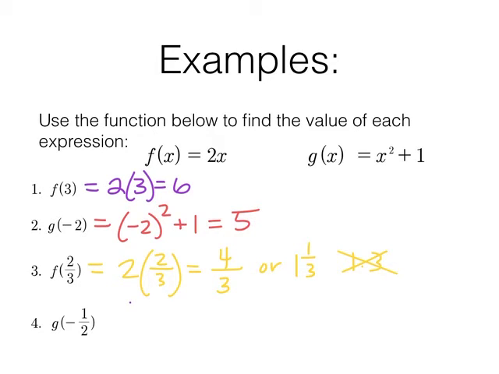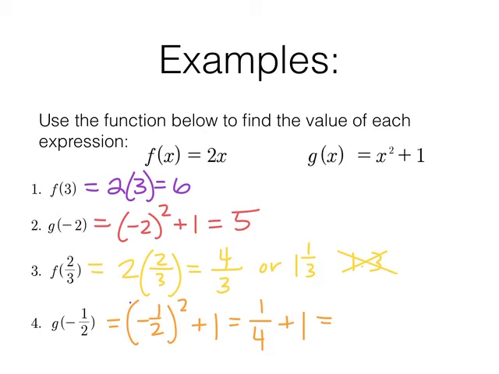And then the last one here today is g of negative 1/2. So I'm going to take this and plug in negative 1/2 for x squared plus 1. Well, remember, when you square a negative, you get a positive. And when you square a fraction, you square the top and square the bottom.